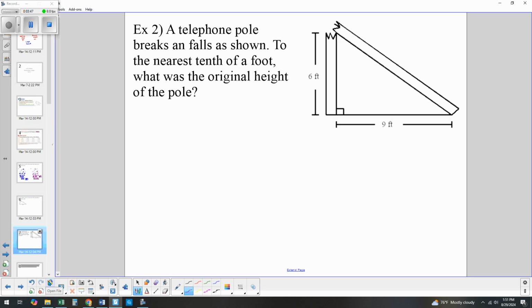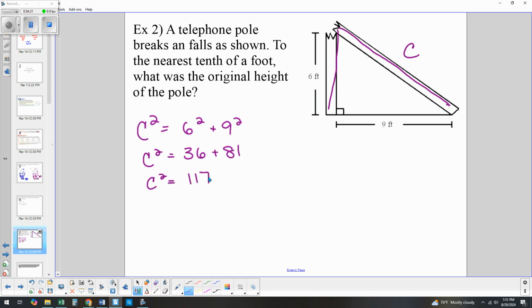For example 2, a telephone pole breaks and falls as shown. To the nearest tenth of a foot, what was the original height of the pole? So the original height of the pole will be this value plus this value added together. I know this value, but I don't currently know this one. It happens to be my c. So I'm going to do Pythagorean theorem first. So c squared equals 6 squared plus 9 squared. So that's going to be 36 plus 81.